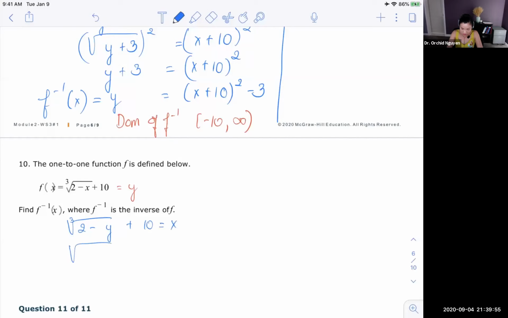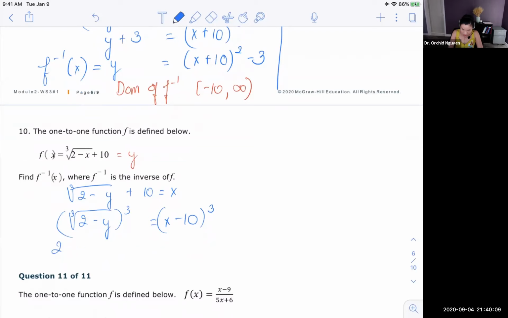So what I have is cube root of 2 minus y equals x minus 10. And then this time I have to cube it. So what I have is 2 minus y equals (x minus 10) cubed. So to solve for y, it's going to be 2 minus (x minus 10) cubed. Okay. So that's going to be the inverse.